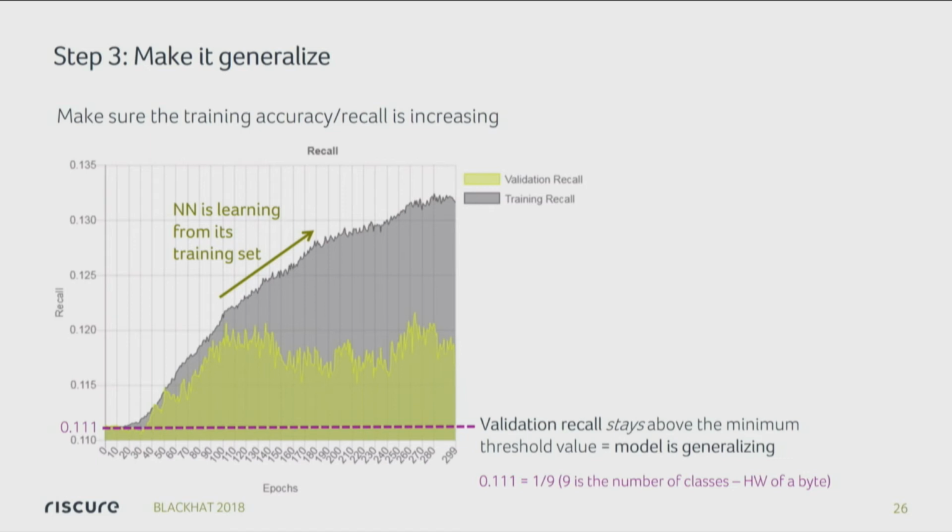What you do is look for this special threshold here. So in the case of the Hamming weight of a byte, there are actually 9 classes, because you have Hamming weight 0 to 8. Which means that if I flip a coin and I say the Hamming weight of this trace is blah, I'm right 1 out of 9 times. So that's actually the minimum accuracy, or recall, that you want to see. As soon as it goes above that, that means you're generalizing. So you're actually seeing in your validation set that you're better than coin flip accuracy.